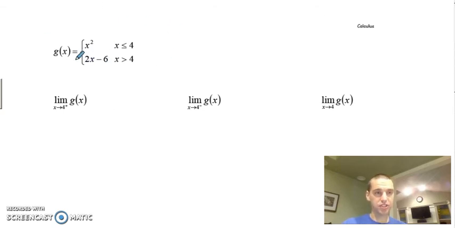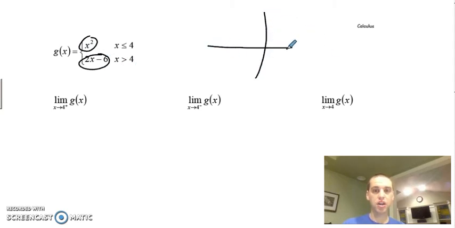The last example here, g of x, is a piecewise function. You have 2 separate functions here and here, defined by the domain of x less than 4 and x greater than 4. What I like to do on these is draw them out. So we have x squared starting at 4. So we're going to be at 16 here. Okay, and it's basically going to come down here and way back up with an arrow. And 2x minus 6, you're going to draw that at 4. You're going to start at 2. Okay, so we basically have there at 2, and it's increasing with a slope of 2.